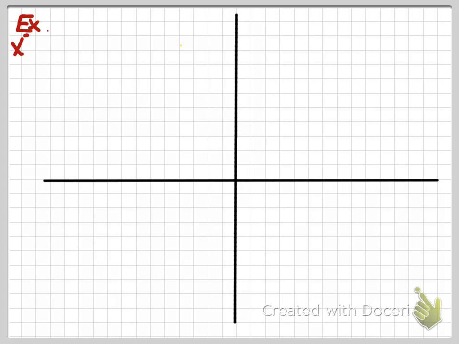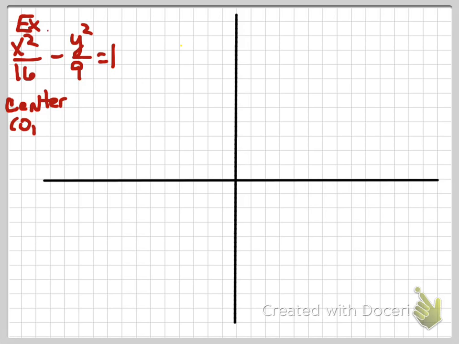So what I'm going to do here is draw an example, and I went to a checkerboard pattern so that it would be easier to see where the boxes and the points are. Here's my example: x squared over 16 minus y squared over 9 equals 1. The center is at 0, 0. Obviously a squared is 16 and b squared is 9.